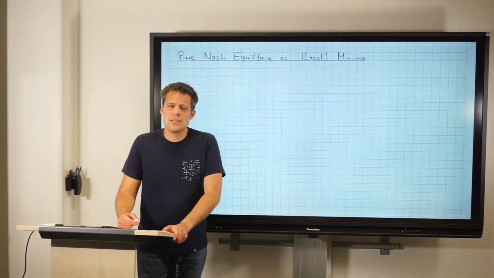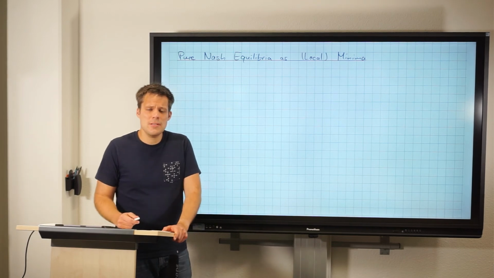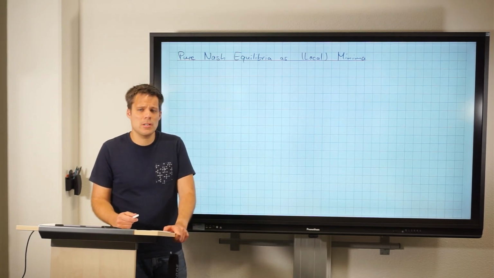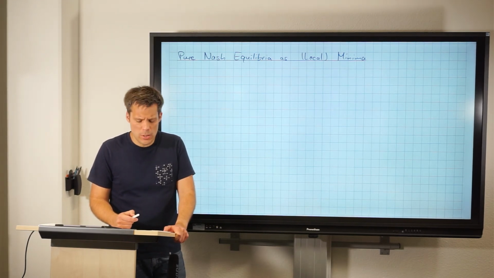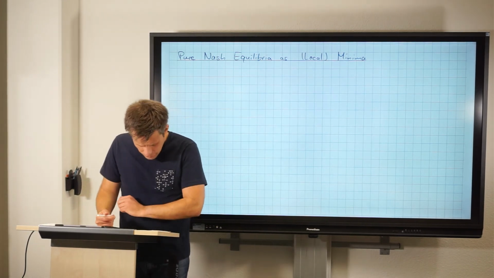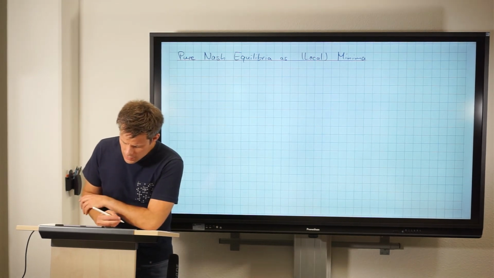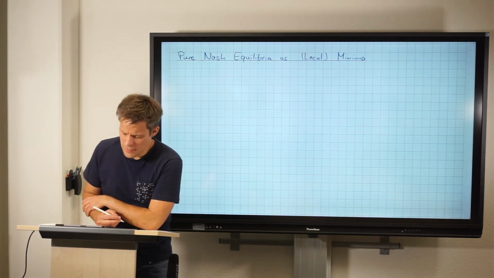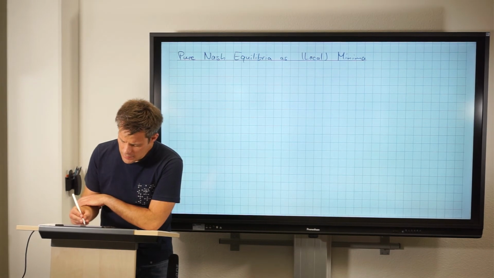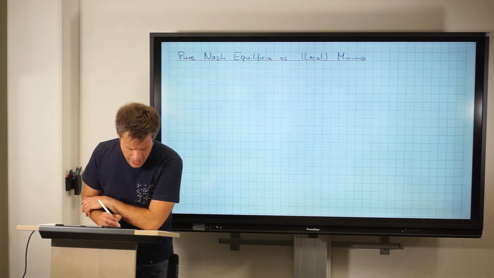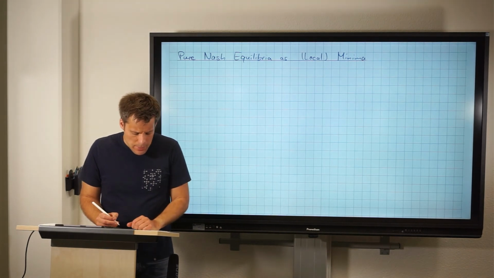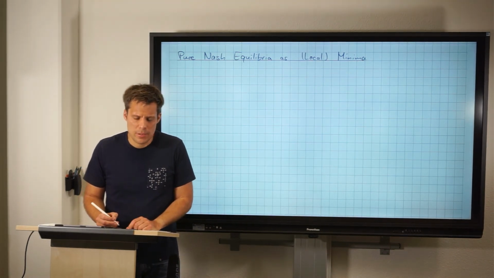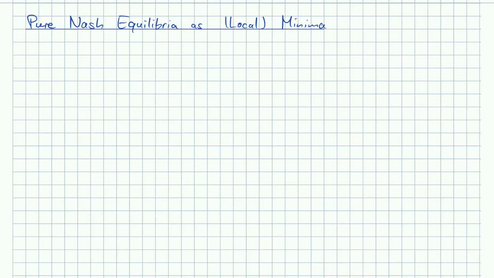And to this end, we will use the fact that pure Nash equilibria can be considered local minima. What do I mean by that? Well, we can understand every pure Nash equilibrium in a congestion game as a local minimum of the Rosenthal potential. Let's formalize that.